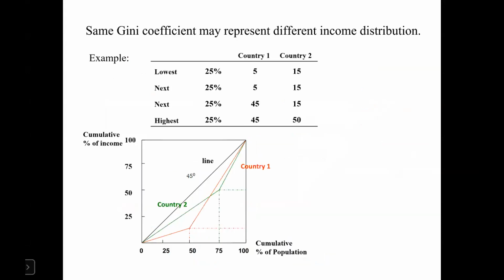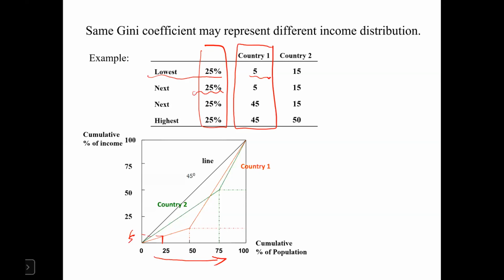Now we can look at examples to see how we calculate. First, how we draw the Lorenz curve, and secondly, how we calculate the Gini coefficient. There are two countries. Let's start with country 1. This is their distribution. The poorest 25% have 5% of income. The next 25% have 5%. That means the poorest 50% have 10% of income.